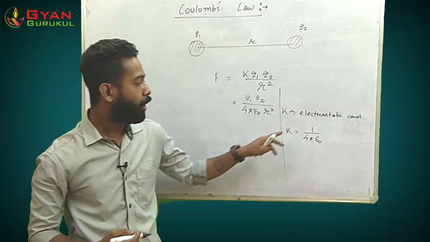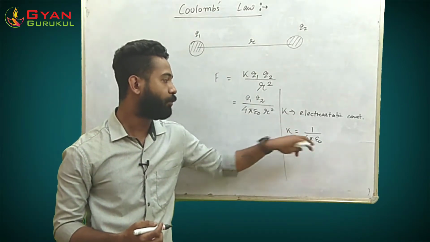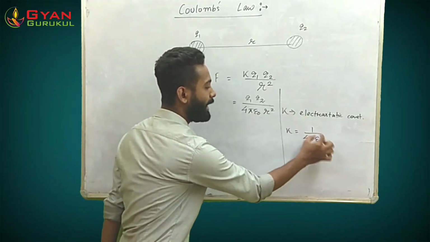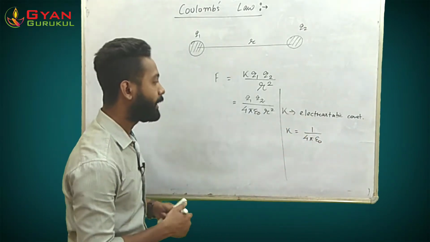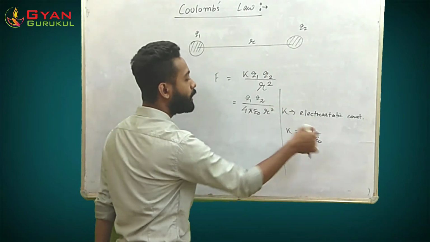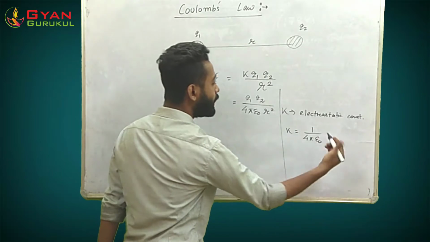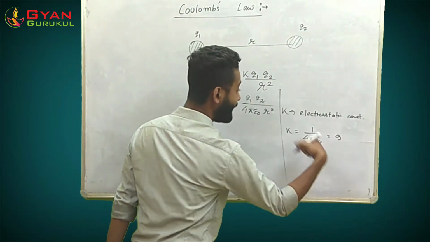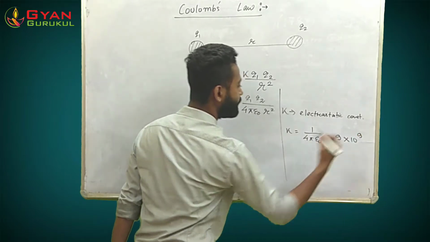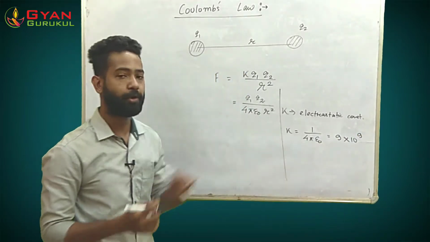Of all the terms, 1 and 4 pi are constants. All we need to know is what this epsilon naught represents. Epsilon naught is a constant, and we'll be talking about it. If we solve this out, you will get the value of K as the magnitude value. I'm not writing any units as of now. It would come out as 9 into 10 to the power 9. That will be the value of K.